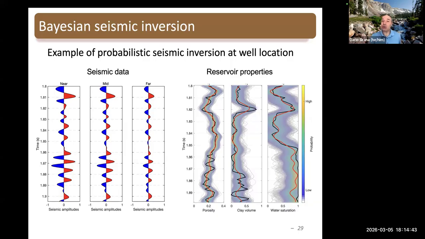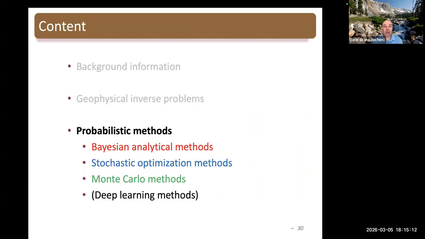I'm going to show you these two different methods specifically in a minute, so I'm going to go into the details of the methods pretty soon. But I just wanted to give you an idea of what a probabilistic inversion looks like. In this case, a seismic inversion. So we have seismic data. We want to estimate reservoir properties, meaning in this case, porosity, clay volume, and water saturation. And we have different stochastic or statistical methods to estimate either the probability distribution or a set of realizations that mimic the probability distribution.